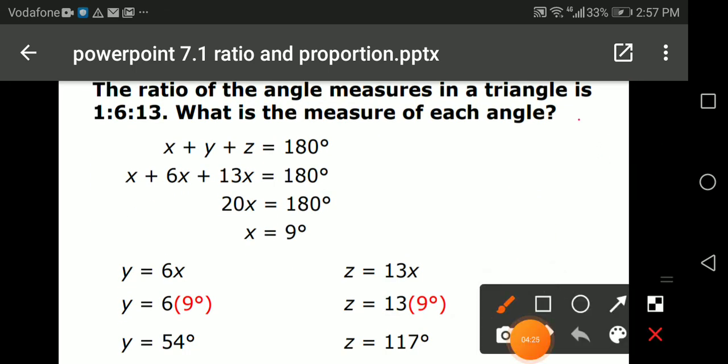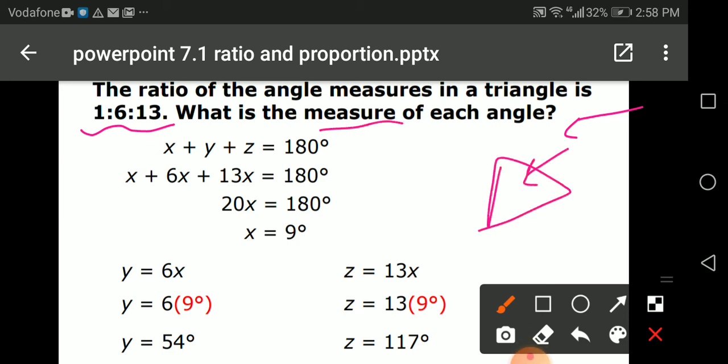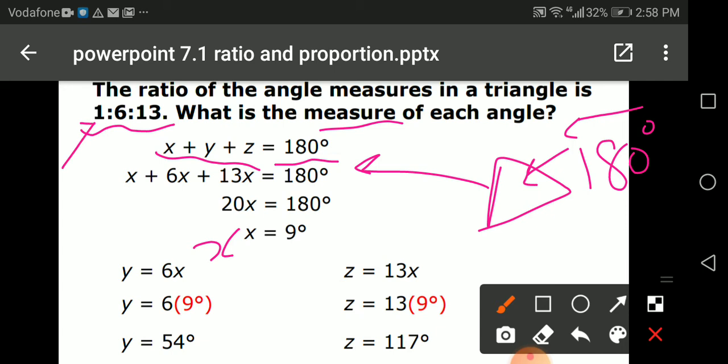Okay, what about this question? The same idea, but listen here. The ratio of the angle measures in the triangle is 1 to 6 to 13. Remember, measure of angles: the sum of the measures of the angles in any triangle is 180 degrees. This information I know. So let the measure of the first angle be x, and then y, and then z.